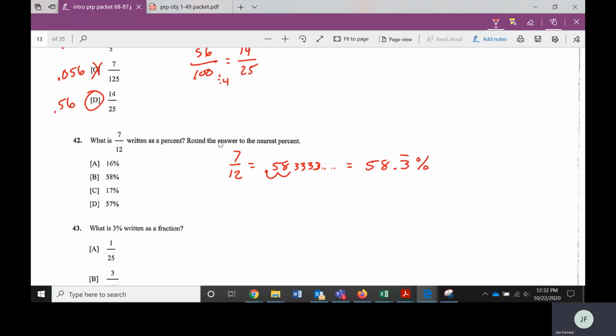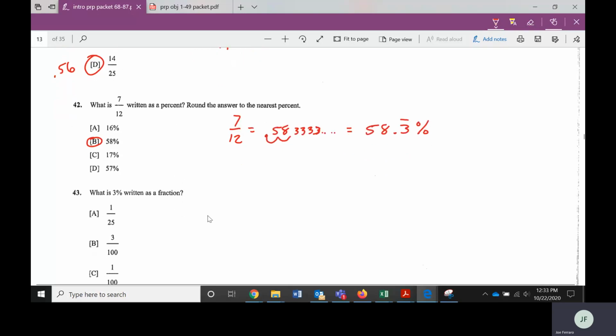It says round to the nearest percent. So we look at that first number past the decimal. If that's 0 to 4, this 8 stays the same. If it's 5 to 9, this will move up to 59. The only other close one here is 57, but you don't round down to the number below what is written. It's always going to stay the same or bump up. So it's going to stay at 58%, rounded to the nearest percent.